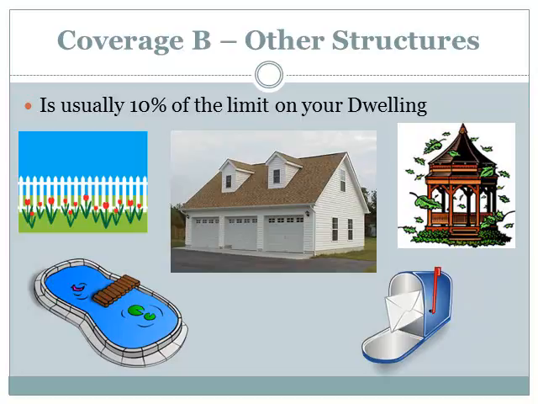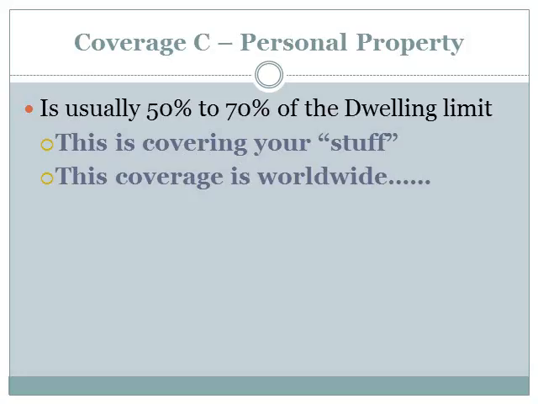Now, another question we get sometimes is, I don't have any other structures. Well, the homeowners policy is a package policy, and you get 10% on coverage B whether you have them or not. So it doesn't save you anything to take it off, and in fact, it cannot be taken off. So that's coverage B, other structures.